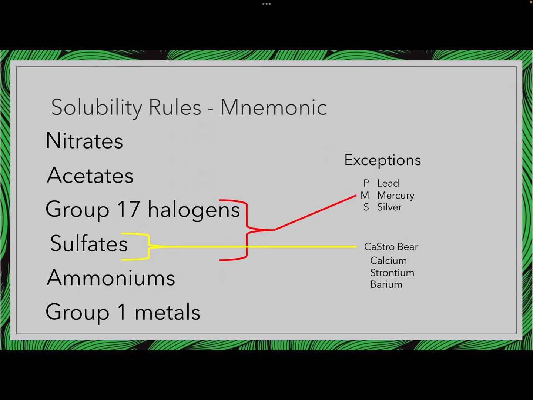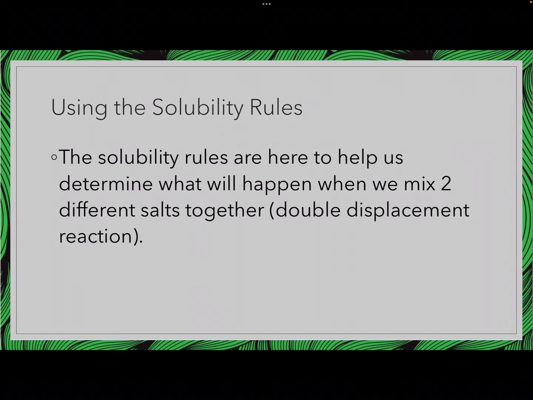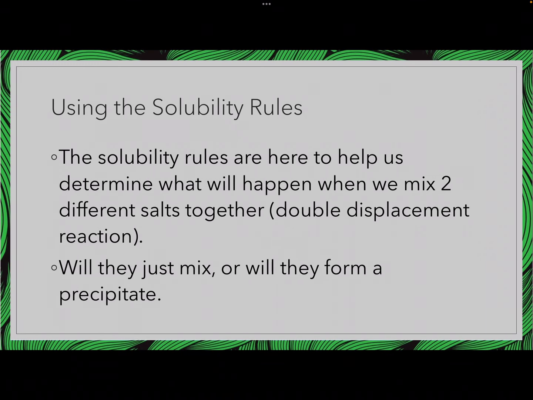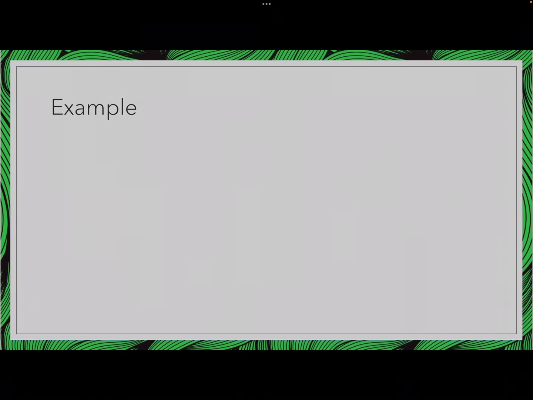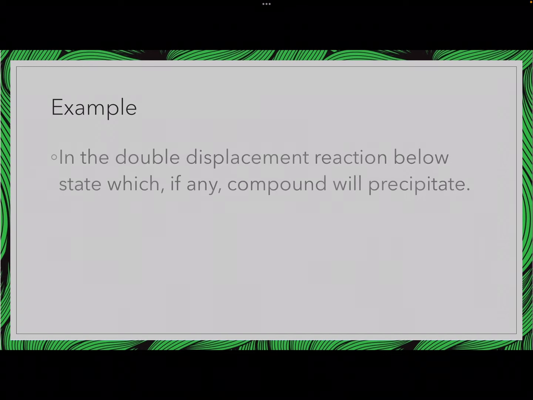The solubility rules are here to help us to determine what will happen when we mix two different salts together, what we call a double displacement reaction. So you have an anion and a cation from one salt, and an anion and cation from the other salt. They swap around, so anion 1 goes with cation 2 and vice versa. Now, will those salts just mix, or will a precipitate form? Well, this is how we go about figuring that out.